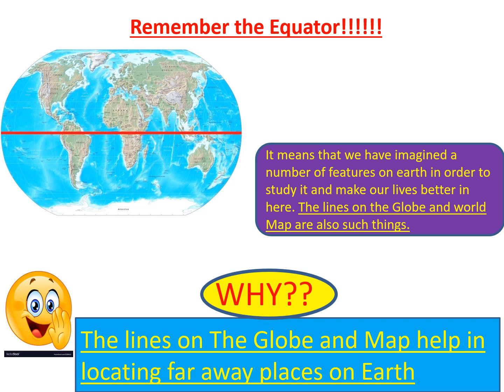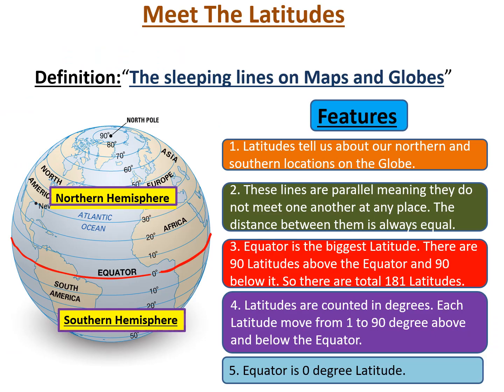The lines on the globes and map help us locating far away places on the earth where our maps cannot help us. So here we meet the latitudes. What are latitudes? The sleeping lines on the maps and globes. See in the picture, there are so many sleeping lines, just like the equator. Some lines are above the equator and some are below it.